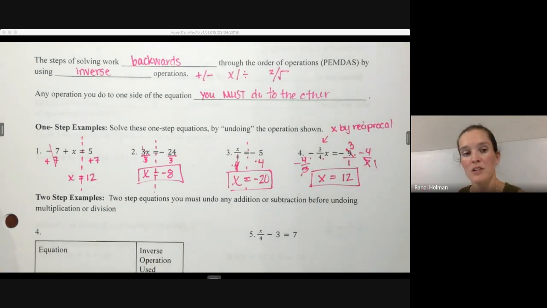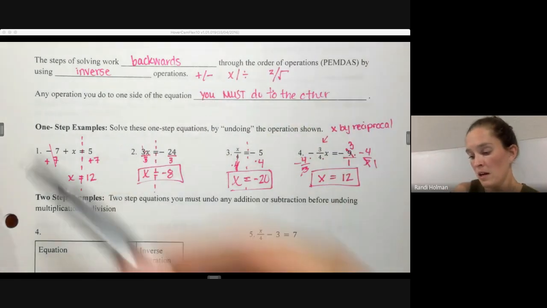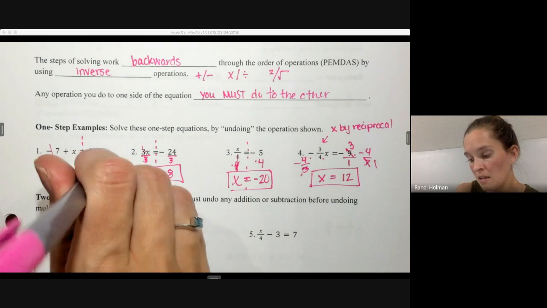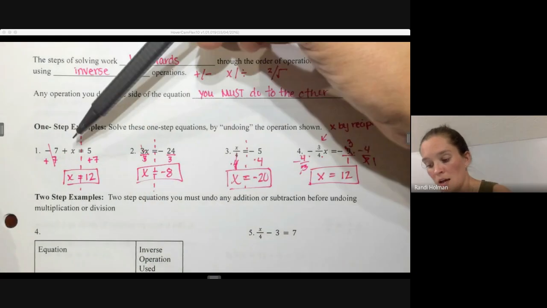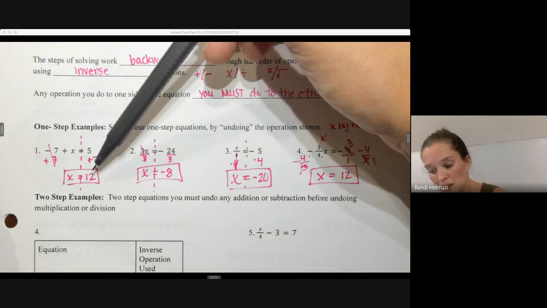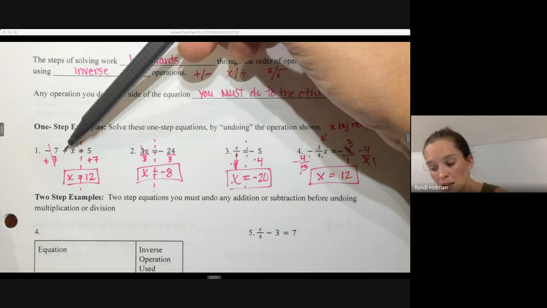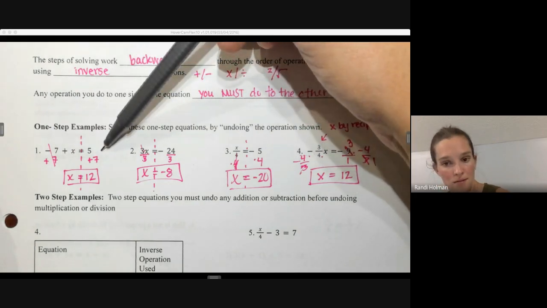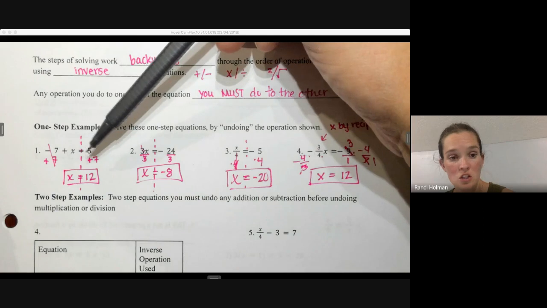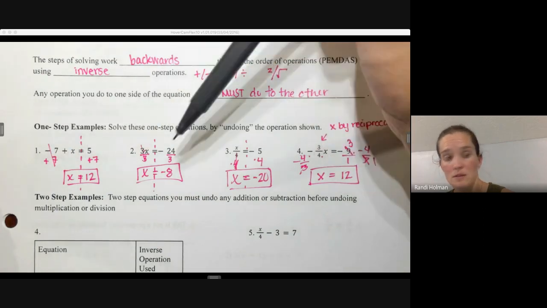Okay, I want to pause here for a second because I want to address one of the nicest things about solving equations: you shouldn't even need an answer key to know if you have the correct answer. If you take this answer that you got here and plug it back in to the original equation, you should be able to tell if it's correct. So if I take -7 plus 12, do I get 5? If you're not sure, you could use a calculator to check, but yes, -7 plus 12 is 5.